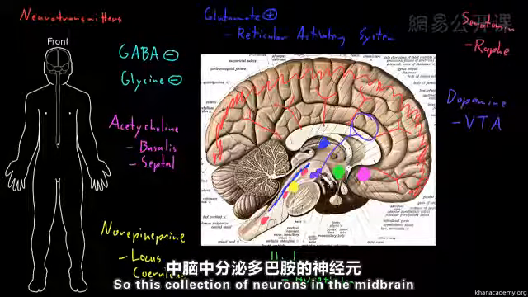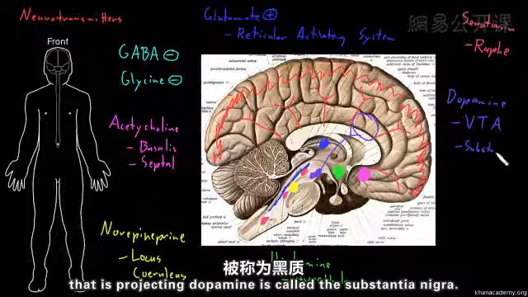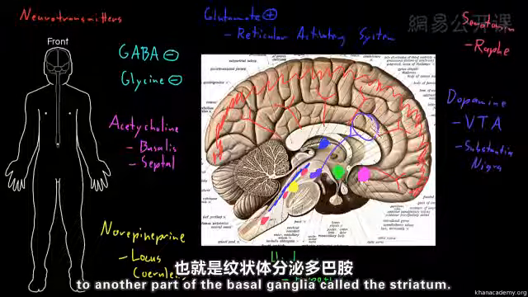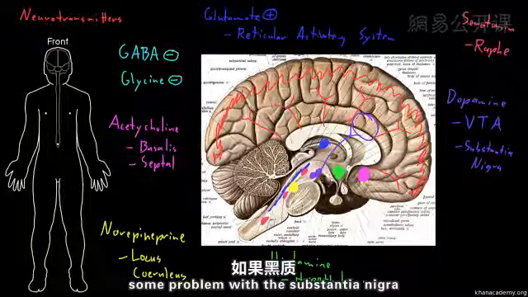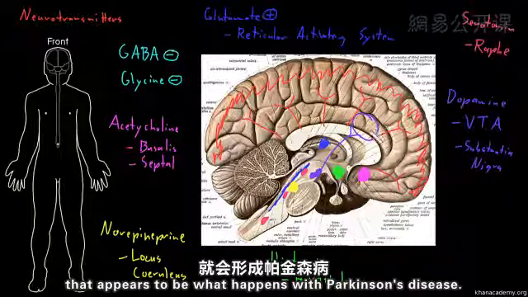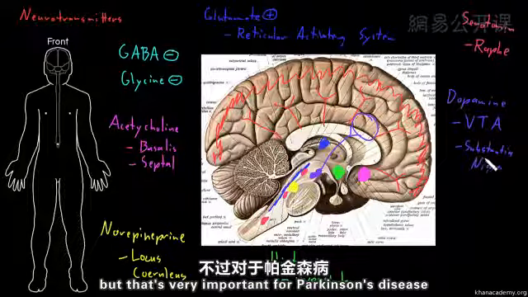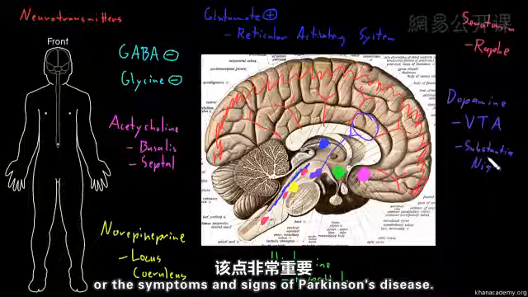So this collection of neurons in the midbrain that is projecting dopamine is called the substantia nigra. And it's actually projecting dopamine up to another part of the basal ganglia called the striatum. And if there's some problem with this system, some problem of the substantia nigra getting dopamine to the striatum, that appears to be what happens with Parkinson's disease. So I won't go more into that now, but that's very important for Parkinson's disease and other disorders that have Parkinsonism, or the symptoms and signs of Parkinson's disease.